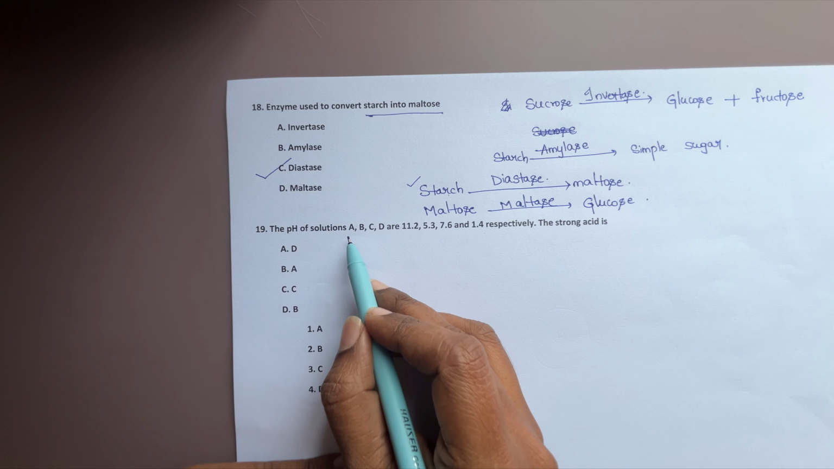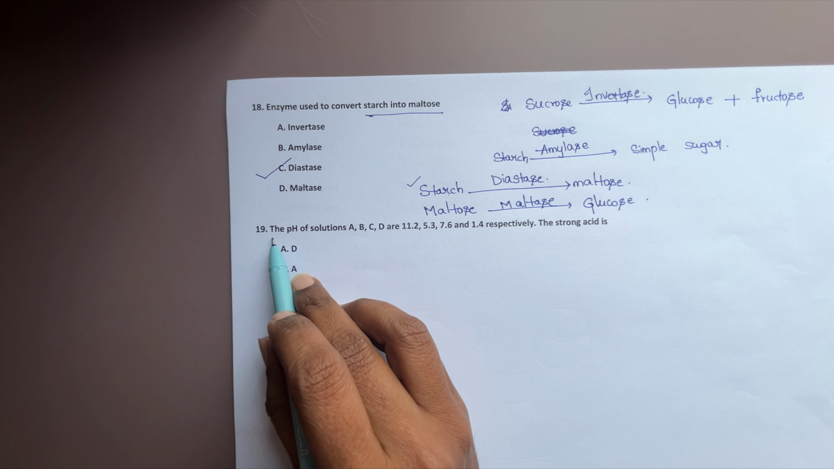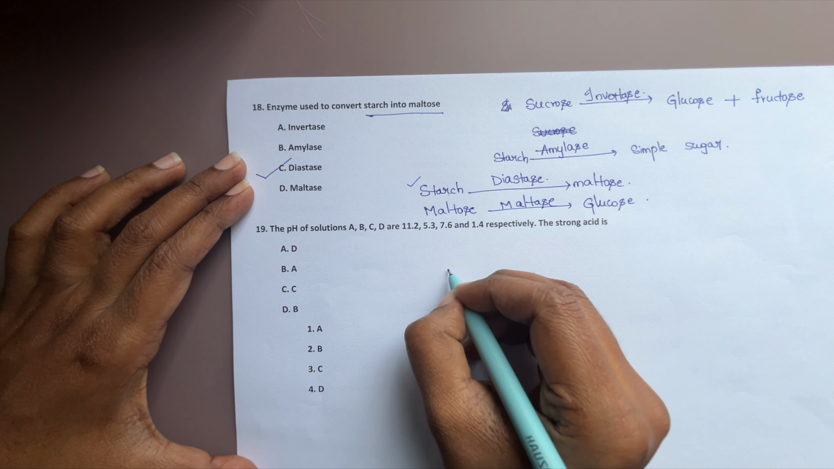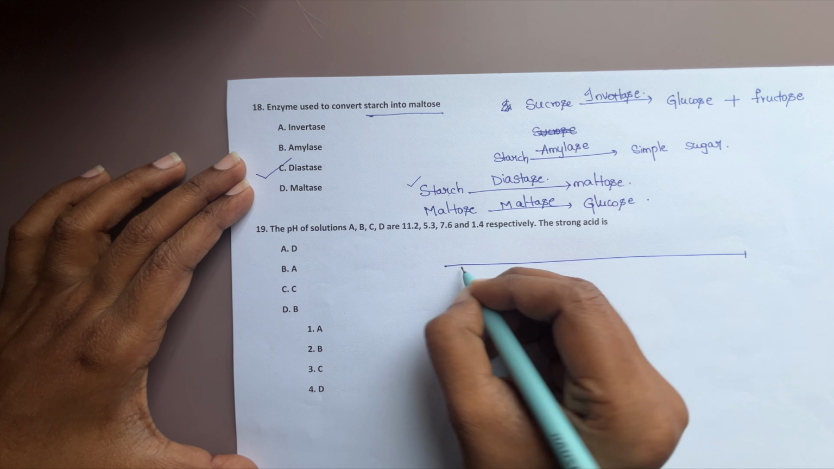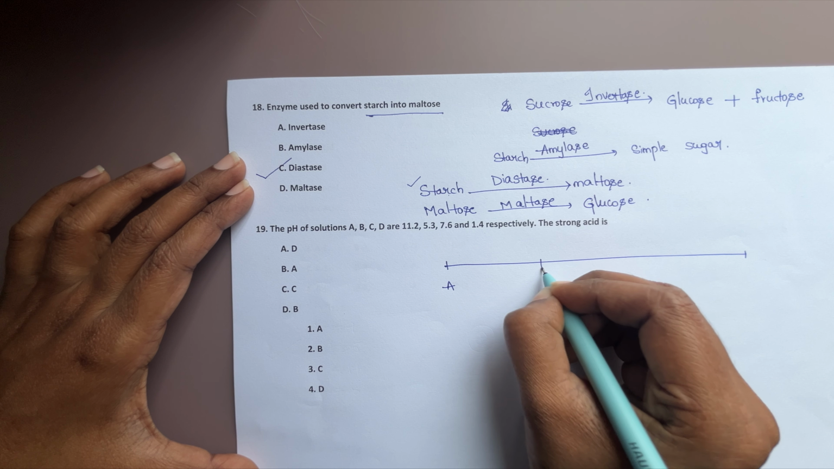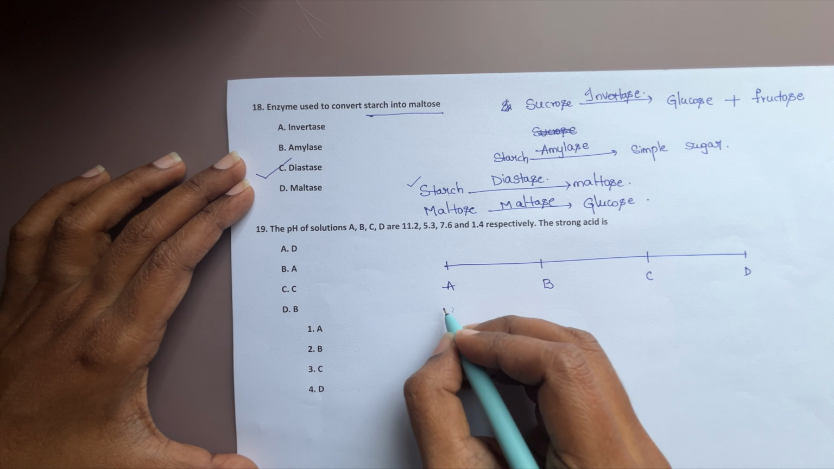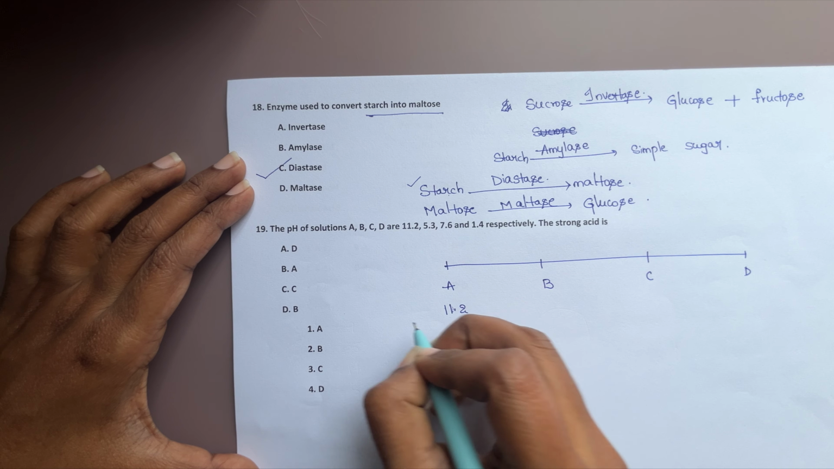The pH of solutions. 19th question. The pH of solutions A, B, C, D. We have A, B, C, D solutions. A is 11.2 pH.